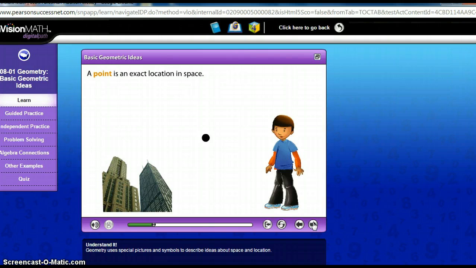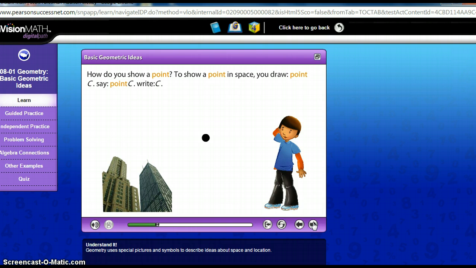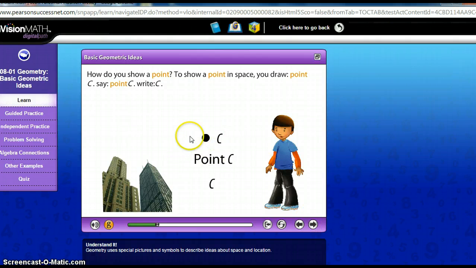A point is an exact location in space. How do you show a point? To show a point in space, you draw point C. Say point C. Write C. So if you're going to draw a point, and your assignment or workbook says draw a point, label it D, you'll draw a point. This one here they had to label C. Draw a point and put a C. When you see this dot with a C, you'll call it point C.